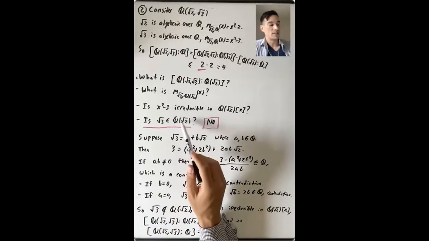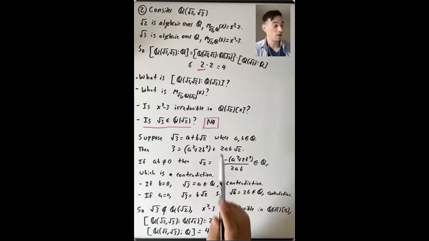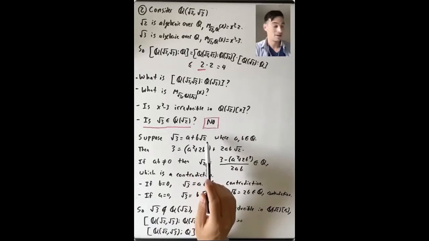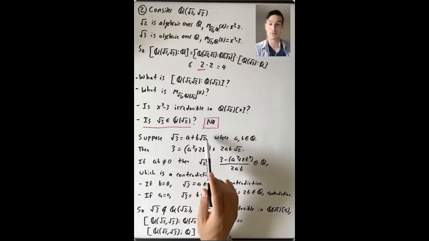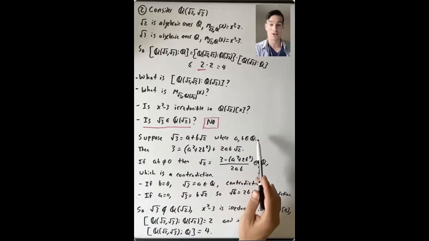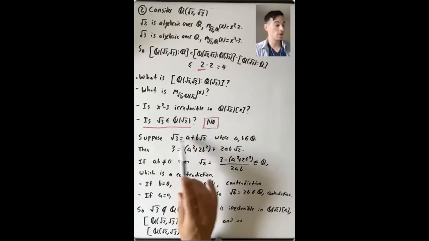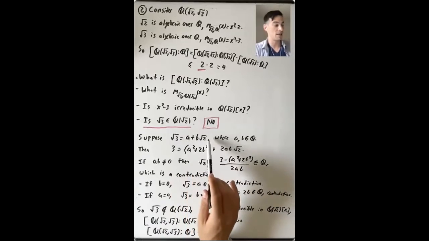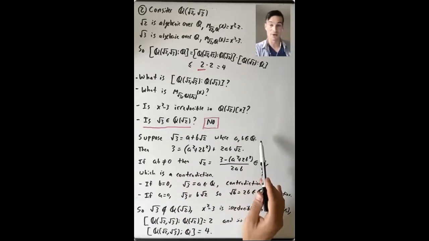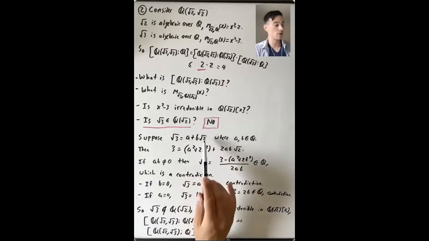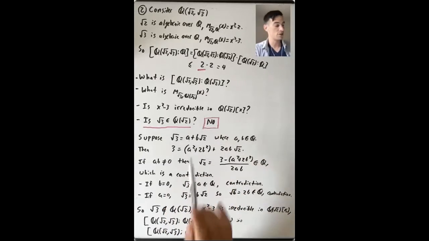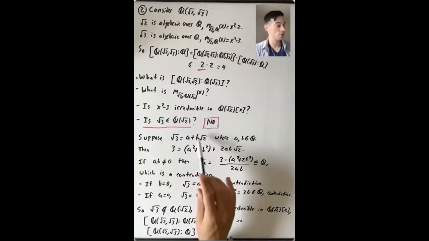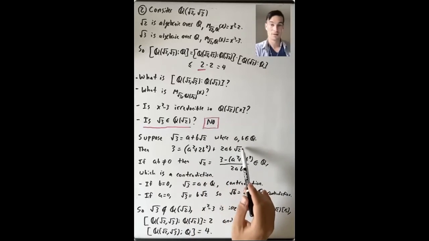We know what elements in Q adjoins square root of 2 look like. They're polynomials with coefficients in Q of degree at most 1 in square root of 2. So every element is of the form a plus b times square root of 2, where a and b are rational numbers. So if square root of 3 was equal to a plus b square root of 2, where a and b were rational numbers, we could square both sides and see that 3 would be equal to a squared plus 2b squared plus 2ab square root of 2.